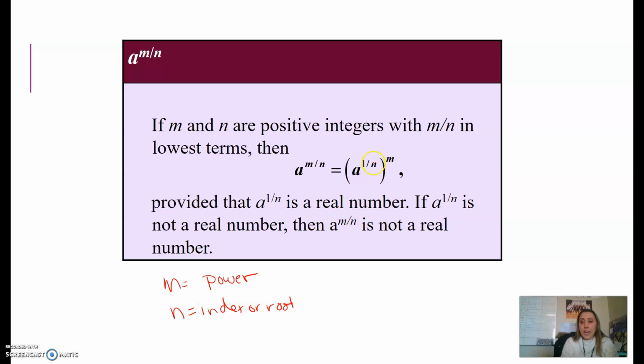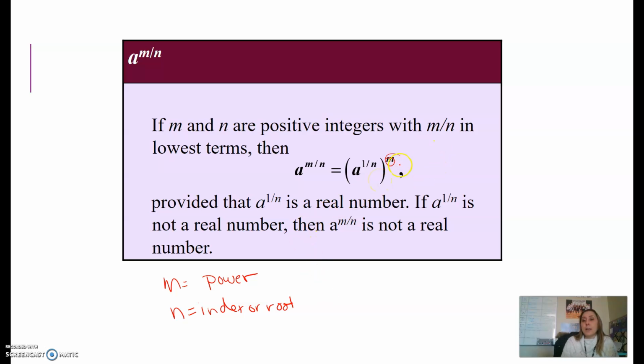So we already kind of learned that this tells us what root we're going to take. This just lets us know that we're going to take it to that power on the outside. So the whole root is going to be inside of parentheses, and then we're going to take it to that power.